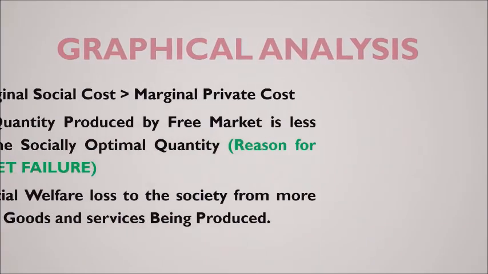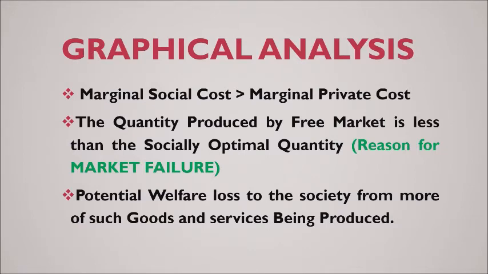From the graphical representation, we conclude that the society bears the cost of all environmental pollution by the factory. The factories don't adopt proper waste disposal methods, and this in turn harms the surroundings. The quantity produced in the free market by the factories is at Q star, and the quantity that is required to be produced for social welfare is QS, which is less than Q star. This is the reason for market failure. Hence, there is a welfare loss to the society if such goods are produced.